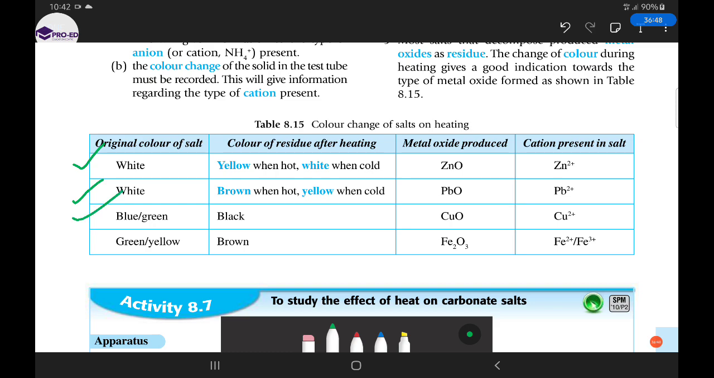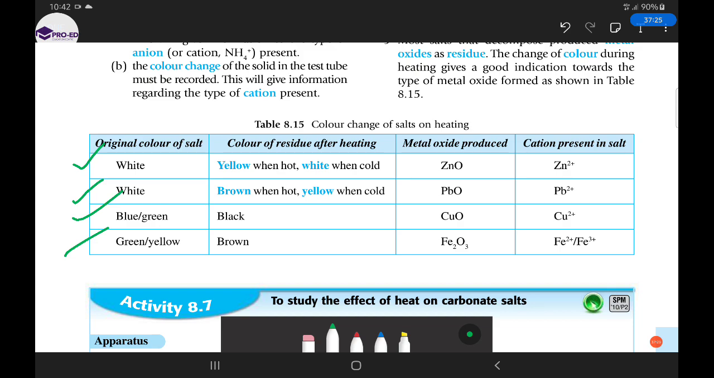Let's say it's green or yellow originally, and then after heating it is pure brown. Well, we have learned before in oxidation and reduction that Fe3 positive is brown in color when it's concentrated. If it's dilute, then it might be yellow in color. So if the color of the residue is brown, then it's Fe3 positive ions. Okay, and there we go. With that, even this is done.